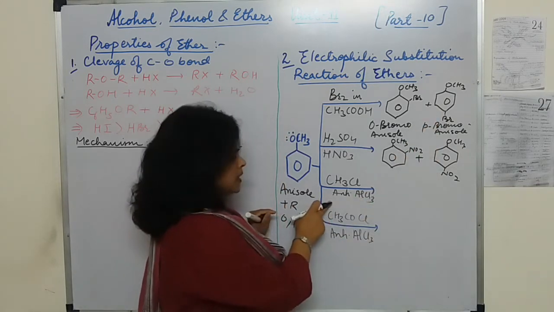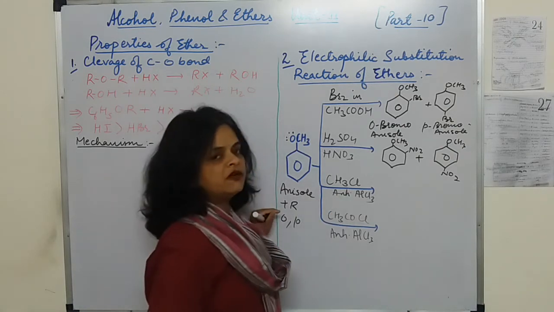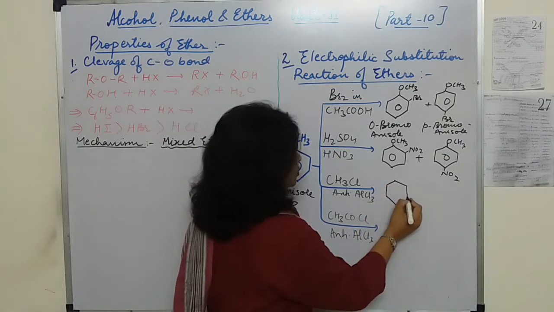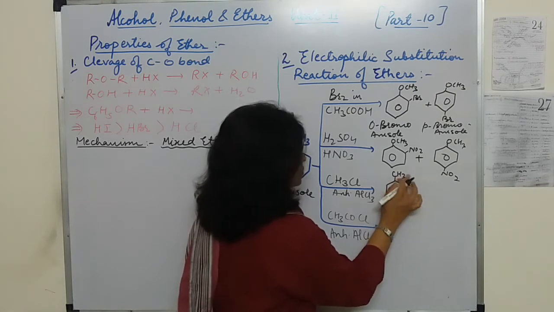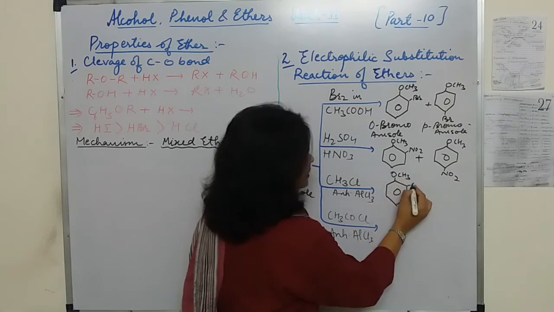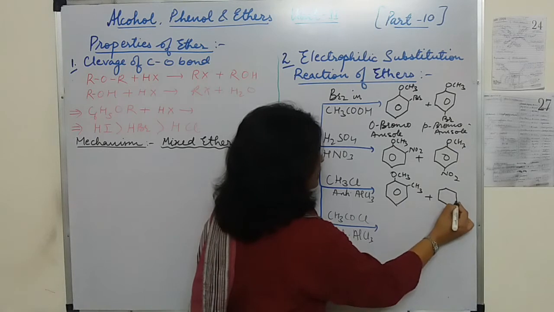Now when it is reacting with alkyl halide in presence of Lewis acid, then Friedel-Crafts alkylation reaction takes place and the alkyl group is going to get introduced at its ortho, sorry, here it should be OCH3, at ortho position as well as its para position.